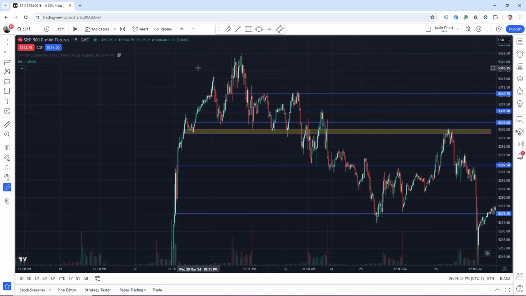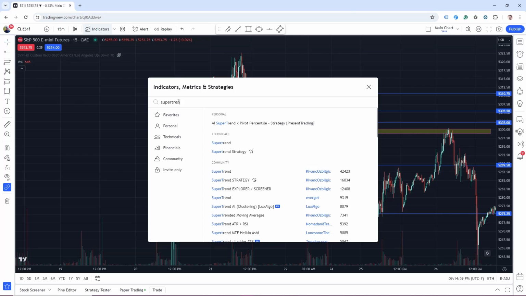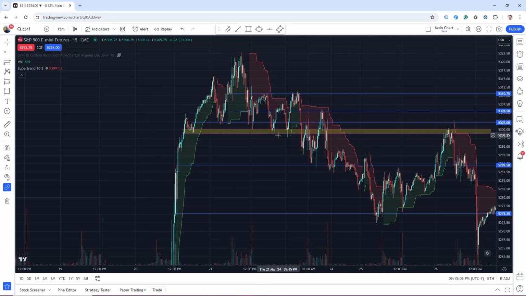The next indicator we'll look at is the SuperTrend indicator. So again, come up to indicators and type in SuperTrend. Activate that, and it will be placed on your charts.